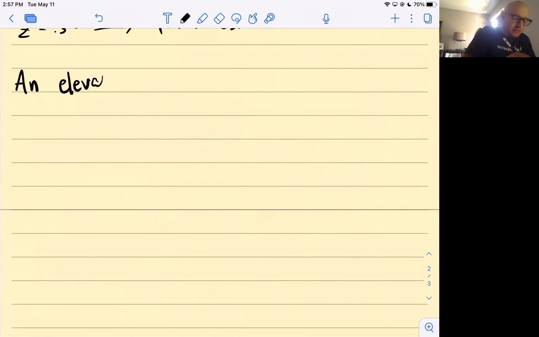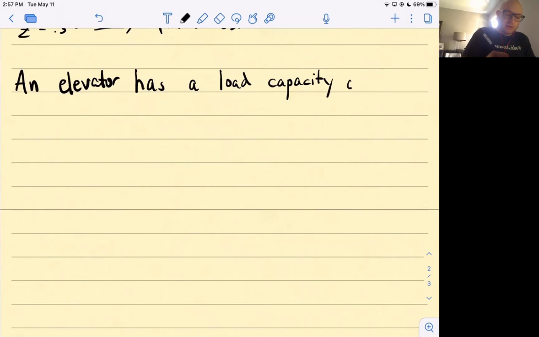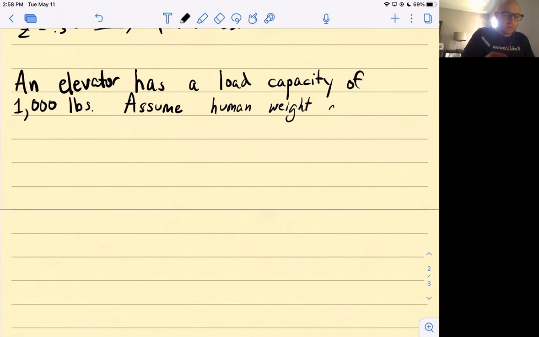An elevator has a load capacity of 1,000 pounds. Assume that human weight distribution has a mean of 160 pounds and a standard deviation of 20 pounds.